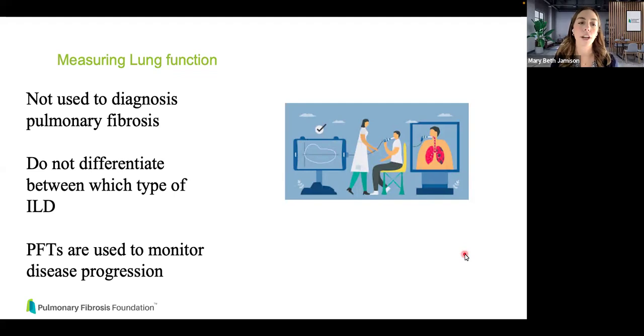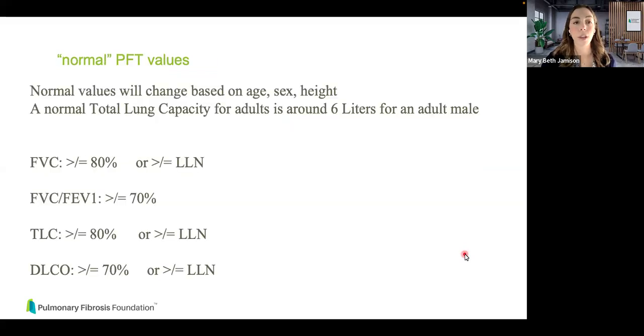And then also, we don't use pulmonary function tests to differentiate between different types of interstitial lung diseases. We can't tell if it's maybe IPF or if it's maybe a connective tissue disease related ILD. So it's not going to differentiate between different types of lung diseases. And then, really we're using them to monitor your progression. So we're monitoring if a medication is working. Do we expect to see that FVC number improve, or are we looking to see if this is going to be a gradually, naturally progressive type of lung disease? So we're really using them to monitor disease progression.